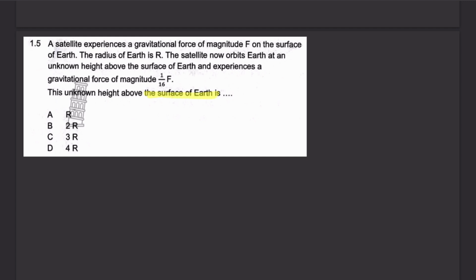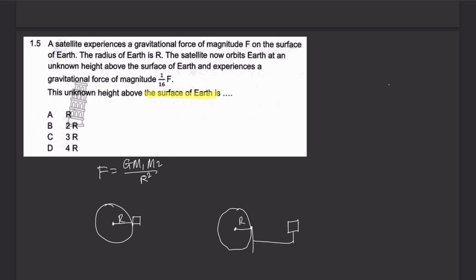So maybe we can draw a sketch out here and see what's happening. When it was R, and let's draw the satellite like this, the distance was R, then there was a magnitude of F. So F equals G M1 M2 over R squared. In this case, it's capital R squared. And so the answer was F. Now, it is some distance above. Let's say it's there, and they want to know, what is the height above the surface?